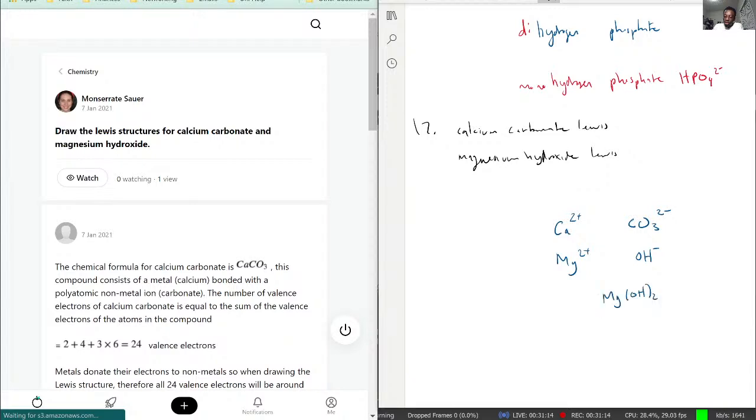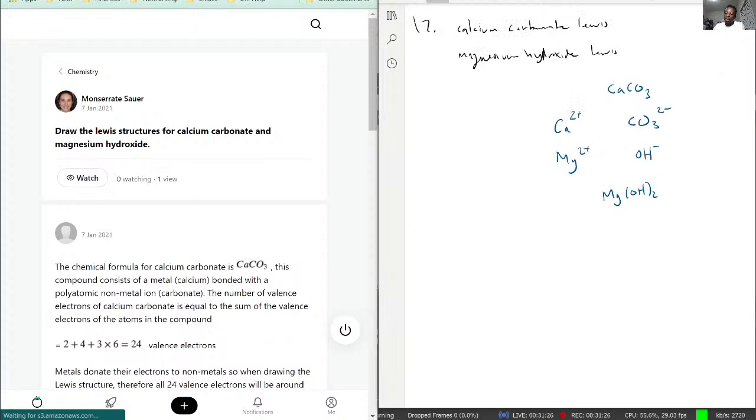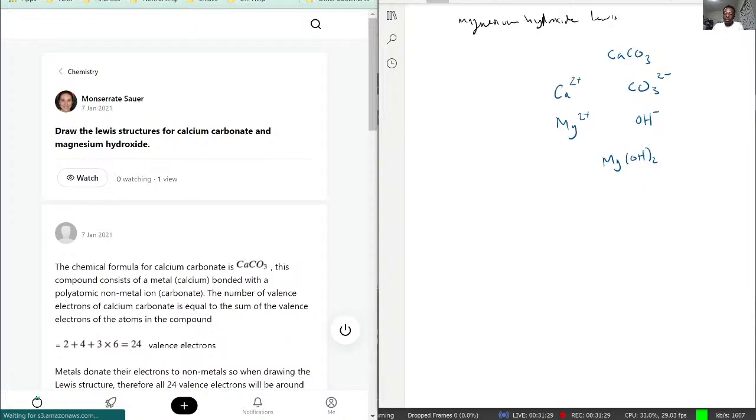And this one here will be CaCO3. So now how would we draw these? For these, because these are actually ionic compounds, I would start with the non-metal part, the CO3. That's what we have to first balance out for the calcium carbonate.